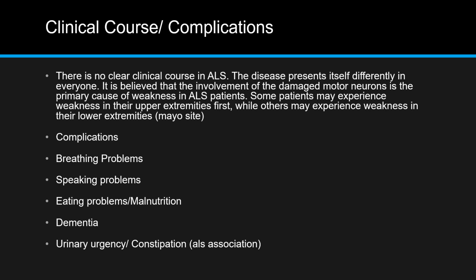Eating problems and malnutrition. Swallowing involves the tongue, lips, jaw, and throat. Without these muscles working together, swallowing can become difficult. Food and liquid could go down the wrong pipe and into the respiratory system, causing aspiration pneumonias.